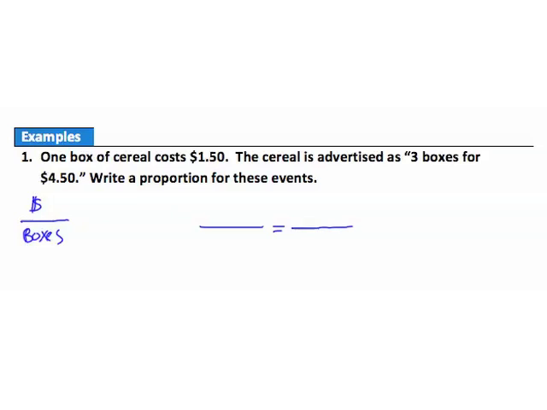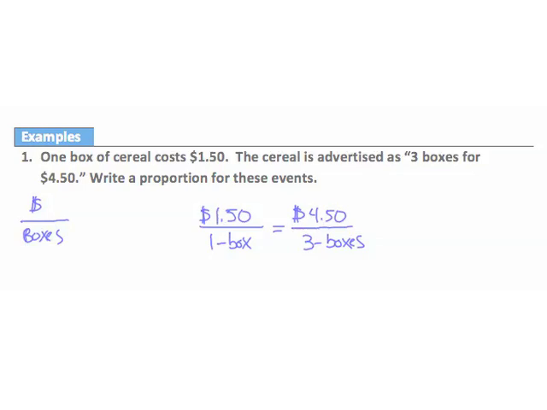In the first one, I'm going to have $1.50 is to 1 box, as in the next one, $4.50 is to 3 boxes. I could have switched this around and had 1 box is to $1.50 as 3 boxes is to $4.50. Either way would be correct.